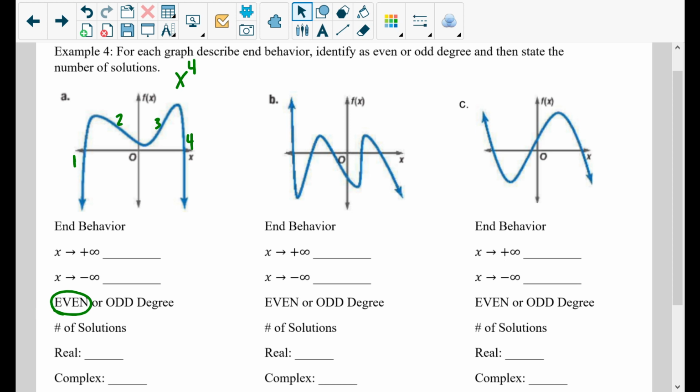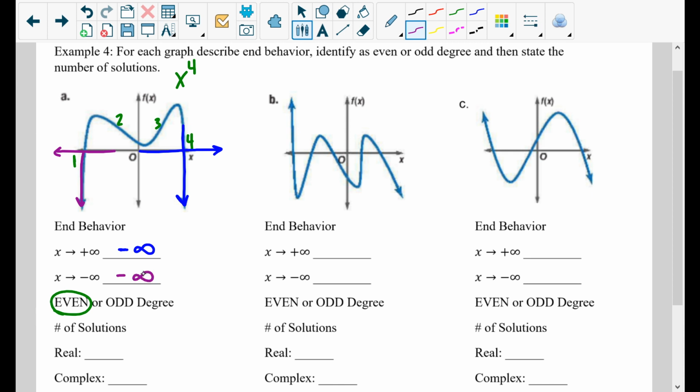As x approaches infinity, as x goes to the right, this graph is going down. So as x approaches infinity, we're going to negative infinity. As x approaches negative infinity to the left, the graph is going down. So y is going in the same direction. You can see end behavior there, both going down, both going to negative infinity.